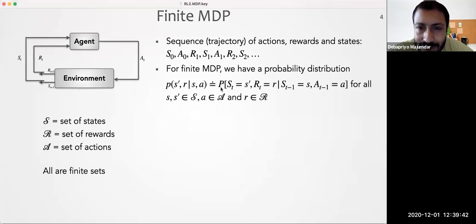So this means the probability that S_t is equal to S prime and R_t is equal to R, given the previous state was S and the previous action was A. And this is a definition over all possible states S and S prime, all possible actions A, and all possible rewards R.